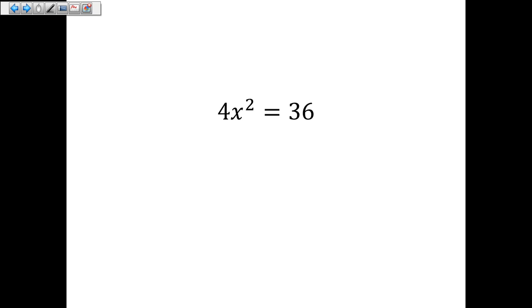What about this one? 4x squared equals 36. Well, there's no b term, there's no x value, so I'm just going to go ahead, leave them separated like this, divide the 4 over, and now I take the square root. I get x equals plus or minus 3.